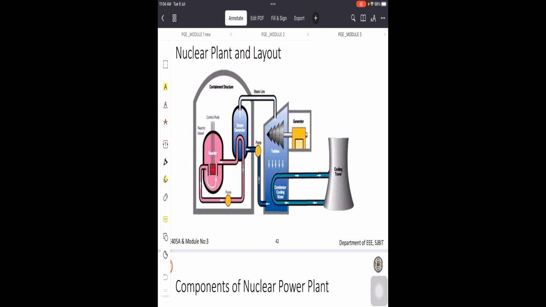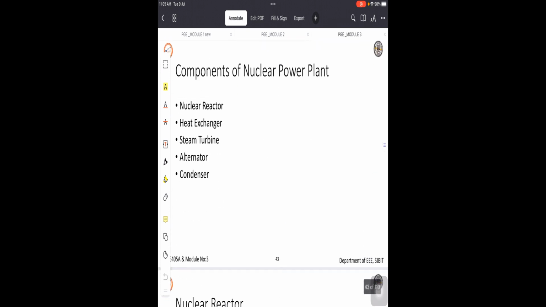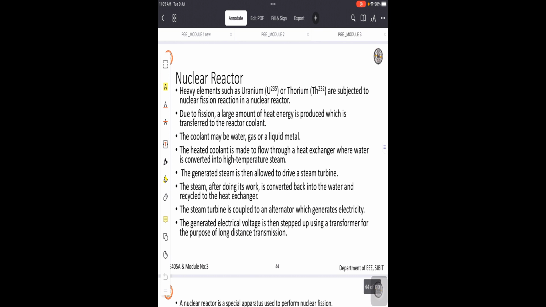In today's class, let us understand about nuclear plant and its layout. As you can see in the diagram, a nuclear plant consists of a nuclear reactor, heat exchanger, steam turbine, alternator, condenser, etc. These are the important components of the nuclear power plant. So, how it works, let us understand one by one the working and important components.